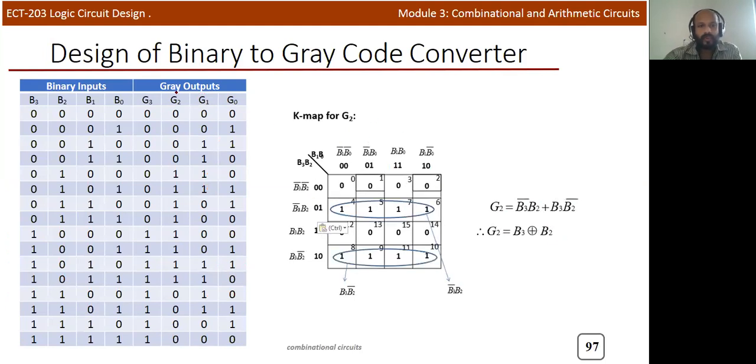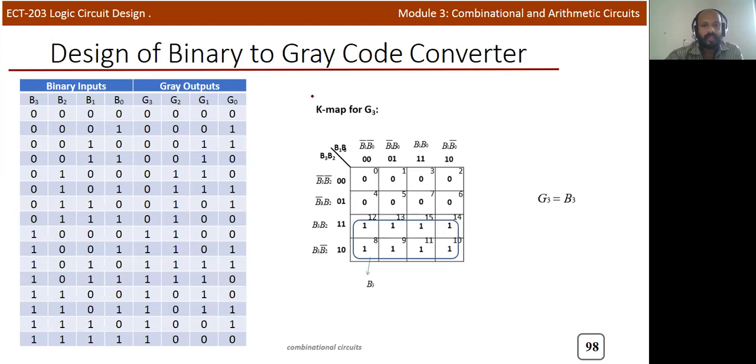Similarly, you can take the G2 value. Check where G2 is 1. These are the 1 values from 4 onwards: 4, 5, 6, 7, 8, 9, 10, 11. If you indicate those values, you will again get 2 terms, B3 bar B2 plus B3 B2 bar. From this row you can write B3 bar B2, and here B3 B2 bar. So again it's an XOR operation, B3 XOR B2.